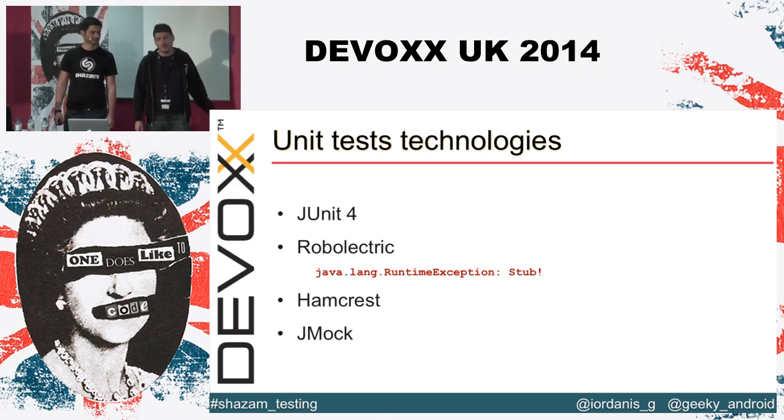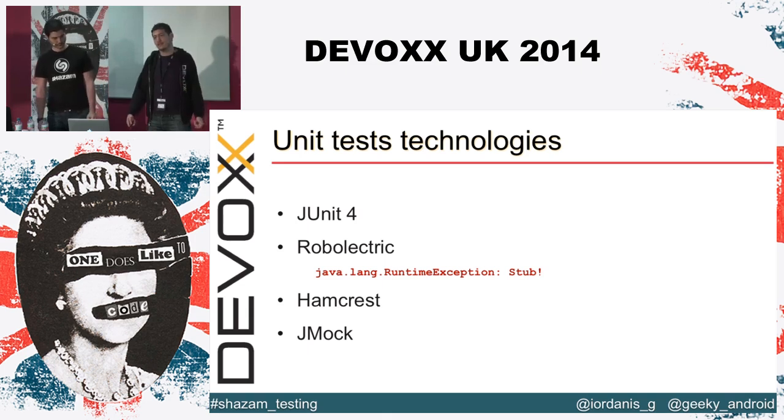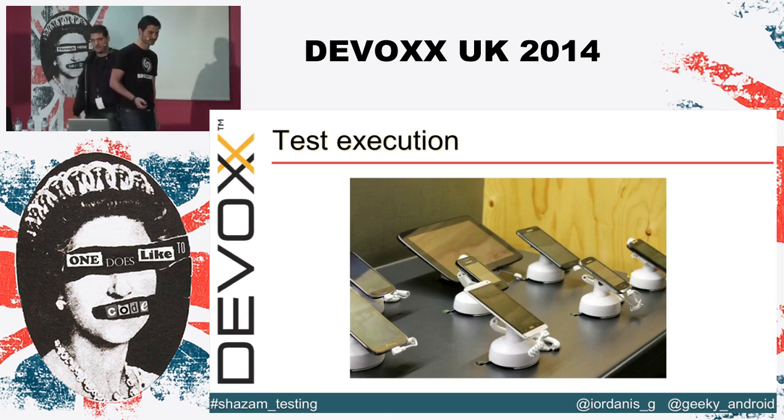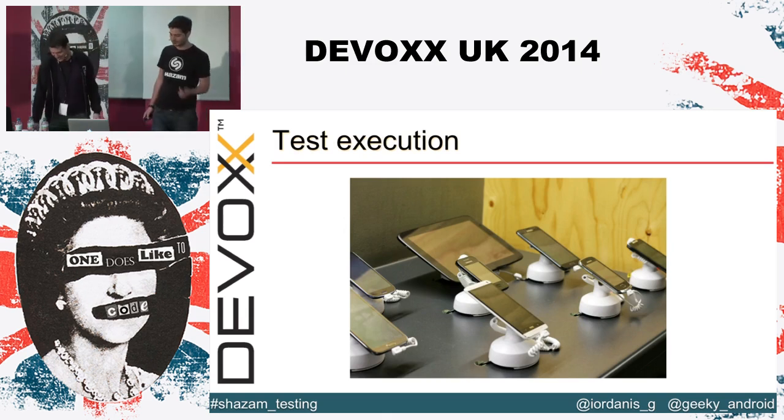And also JMock, that allows us to mock dependencies and verify that methods have the desired side effects. I think we must be the only team that uses JMock. Still, everyone seems to be using Mockito for some reason.